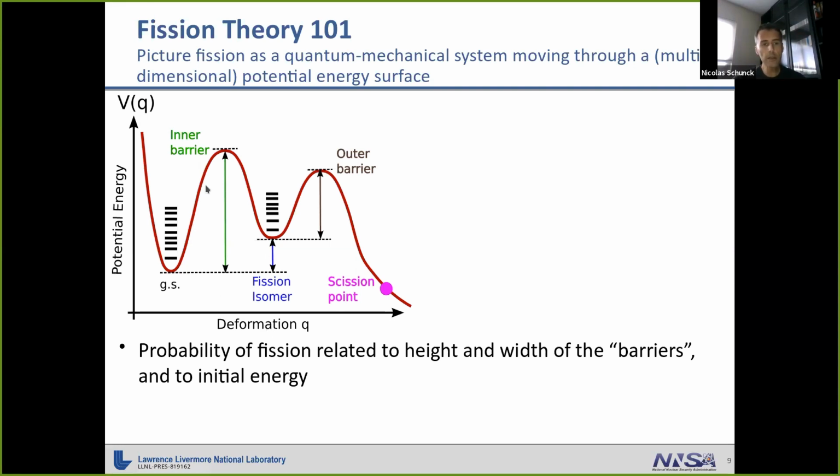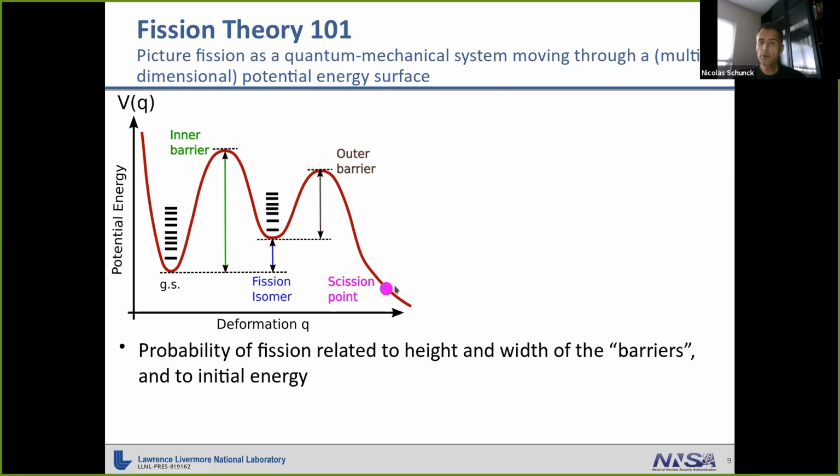So you have a potential well like this. The deepest well would correspond to the ground state of the nucleus. In most of the actinides, so uranium isotopes, plutonium isotopes, thorium, and so on, you typically have a second minimum, which is called the fission isomer. And then there are barriers separating the ground state from the fission isomer, and then the fission isomer from the rest. The point where the nucleus deforms so much that at some point it will snap into two fragments.